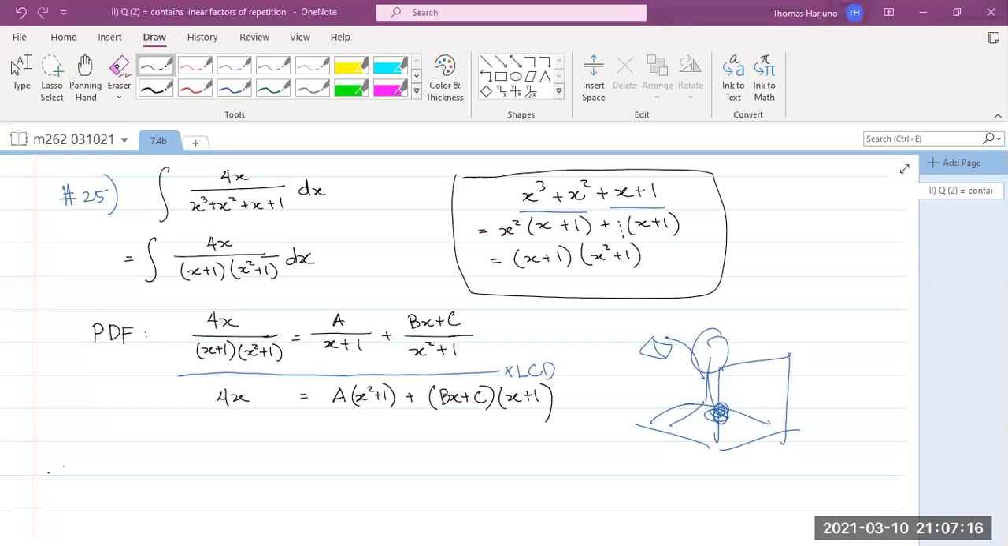Okay, let's continue recording. Then I multiply by the LCD. Now choose some nice number. x equals -1. So I get -4 here. That's 2a here. That's 0. So a equals -2.